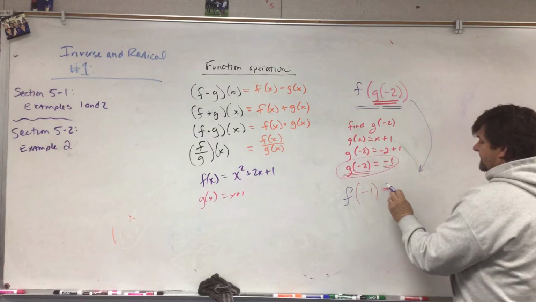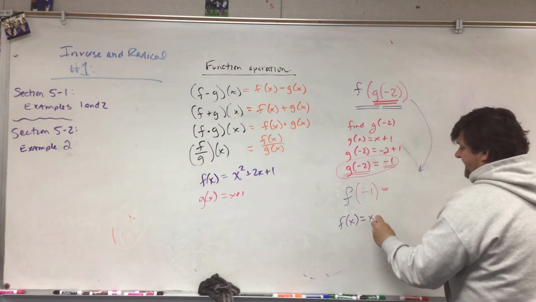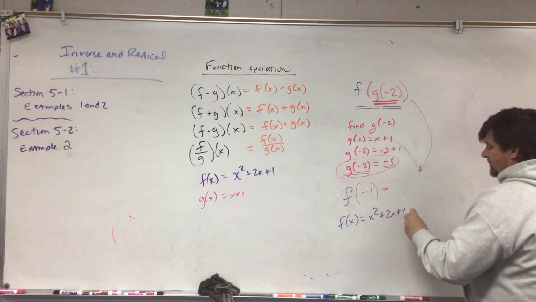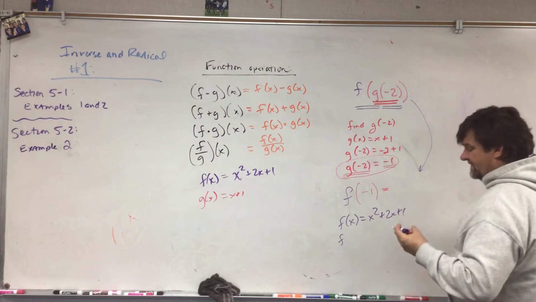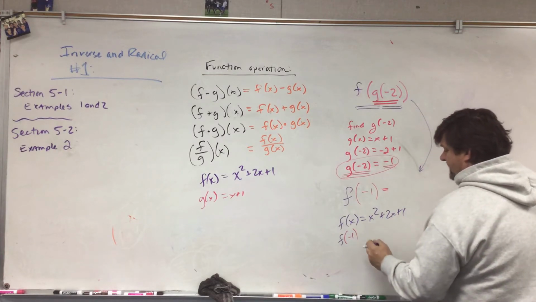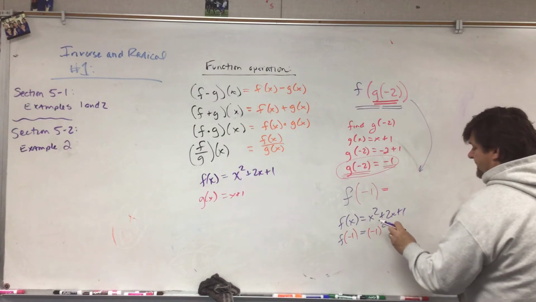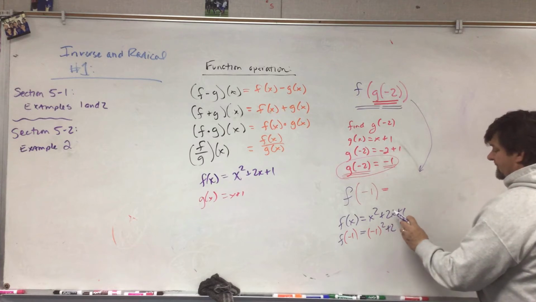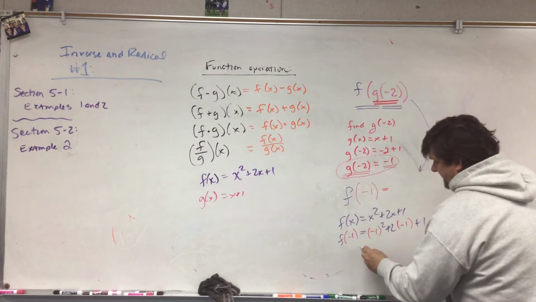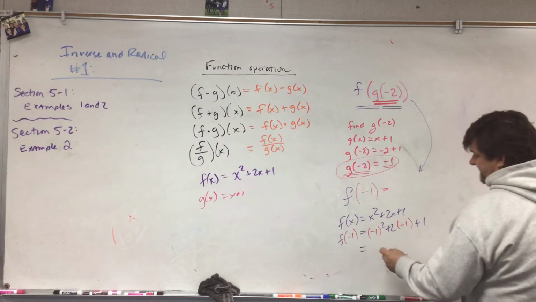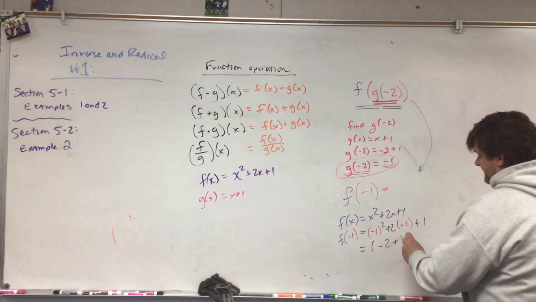So we know that f of x is equal to x squared plus 2x plus 1. So that means f of negative 1 is equal to negative 1 squared plus 2 times negative 1 plus 1. If I clean all this up, this gives me 1, this gives me negative 2, and this gives me 1.